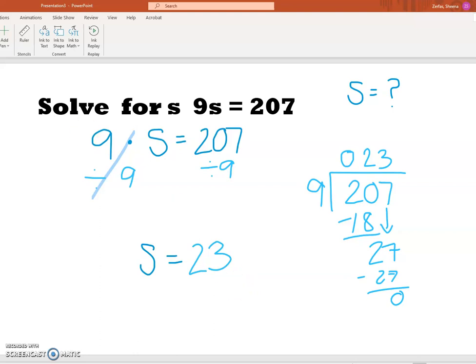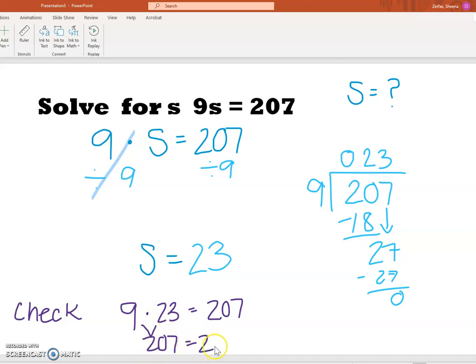If you want to double check your answer and make sure it's right, all you need to do is replace the s in the original problem with that value you got. So if I replace s with 23, I have 9 times the 23 equal to 207. And when I do this, 9 times 23 does give me 207. So I know I have the right value. If you had gotten anything other than 23, this would not come out to be true.